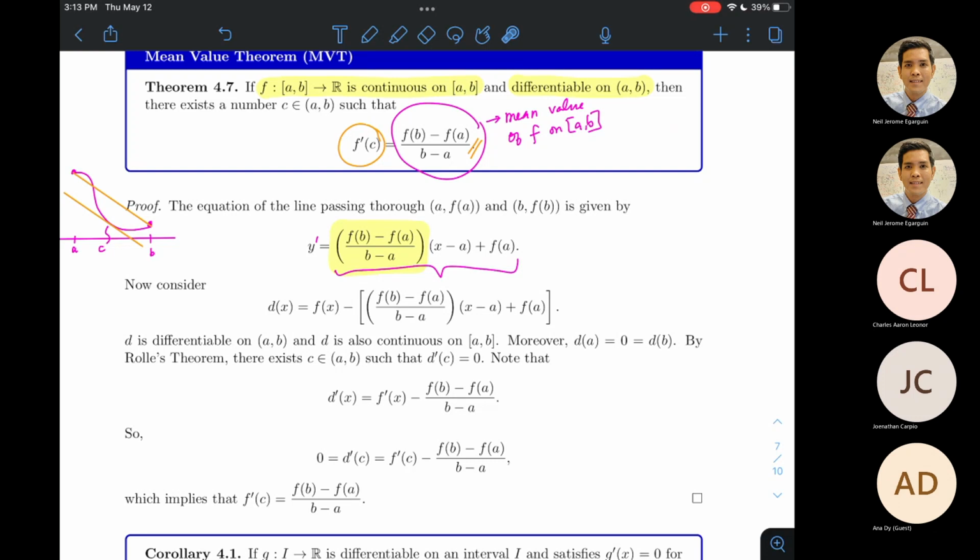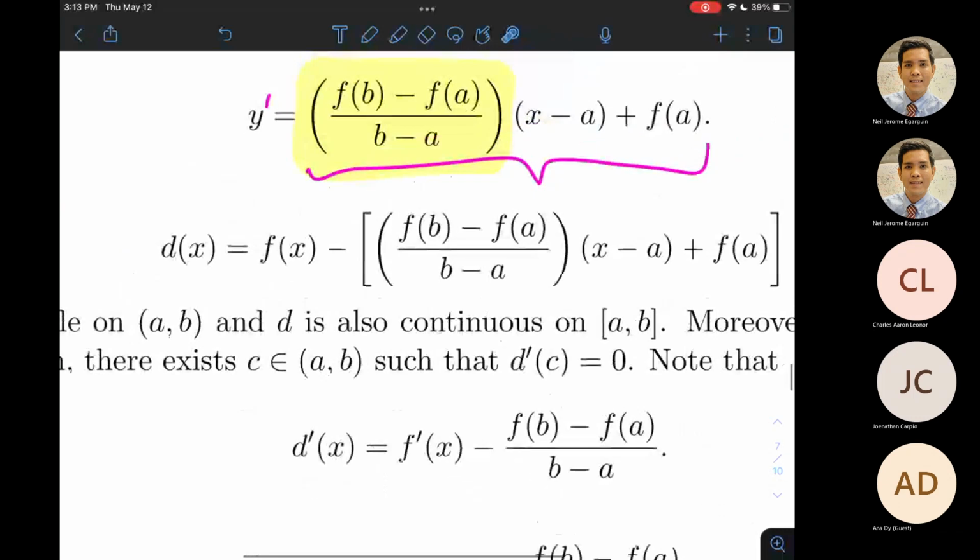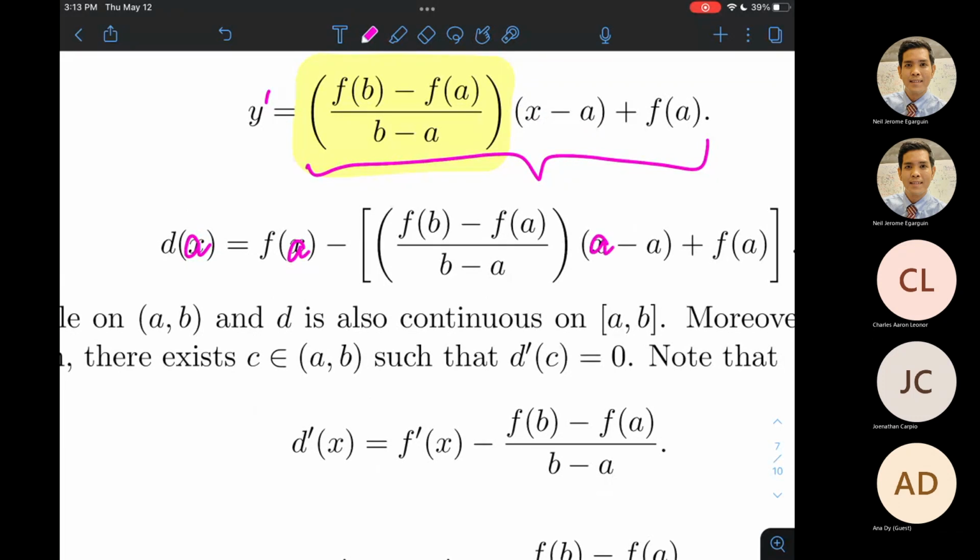Okay. So compute natin D of A at saka D of B, hoping that they will be equal to each other. So if I plug in A, lahat ng X papalitan ko ng A. Oh, this is a nice thing. I'm gonna have A minus A. That's 0. Entire first term will become 0. F of A minus F of A, D of A is 0. Now, we are keeping our fingers crossed na dapat yung D of B mag-0 rin. Para equal yung function value sa magkabilang dulo and Rolle's will kick in, right?